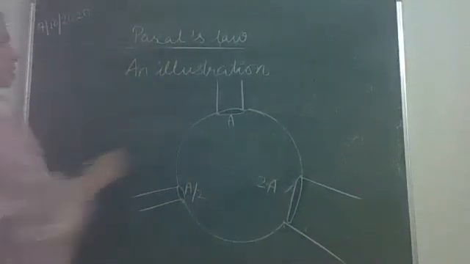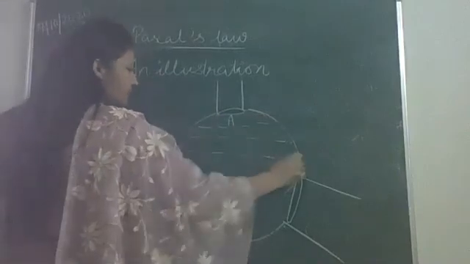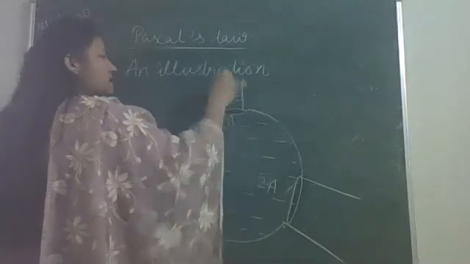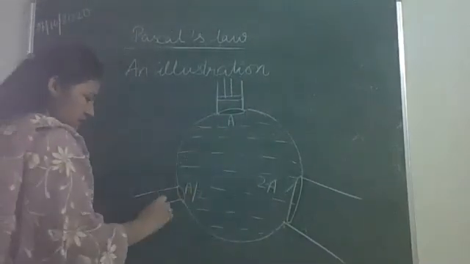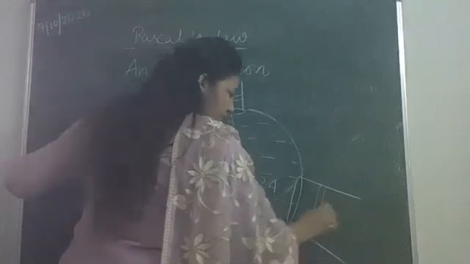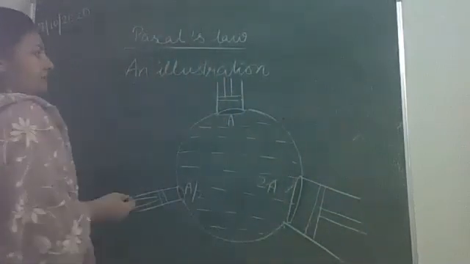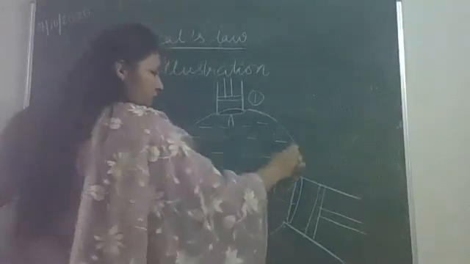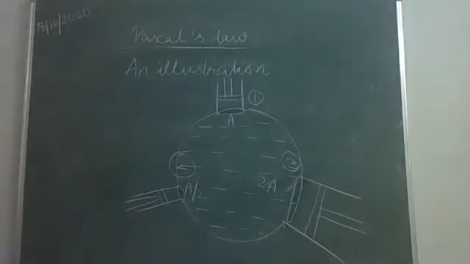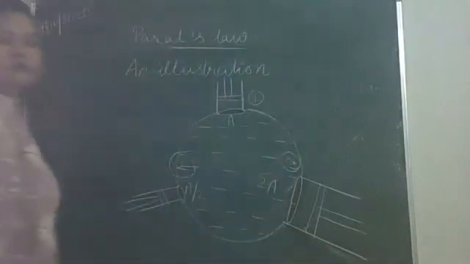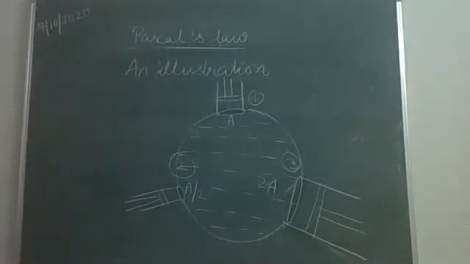So we have a closed container. It is filled with water. Liquid is enclosed in it. And these openings are closed with pistons, like syringes. Syringes are there. Pistons are there. Okay. So we call this first point. This is second point. And this is third point. Draw it first. Okay. Have you drawn?